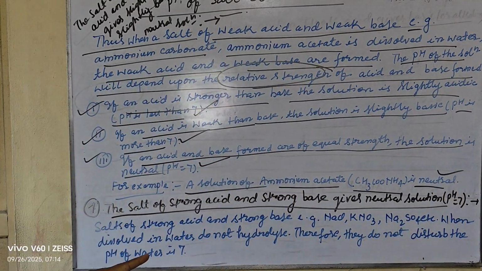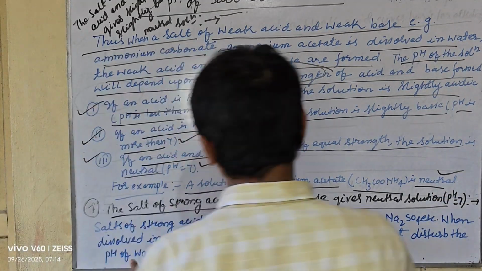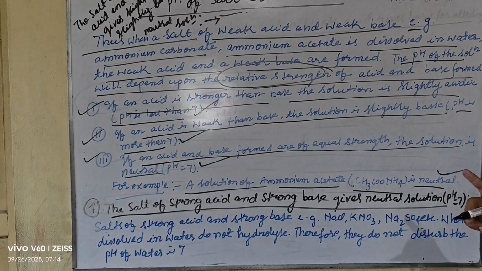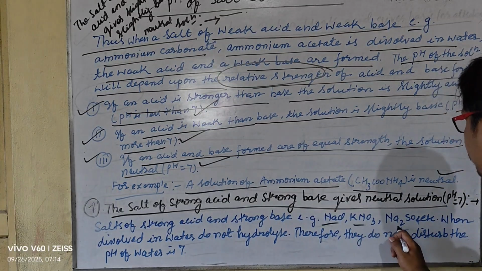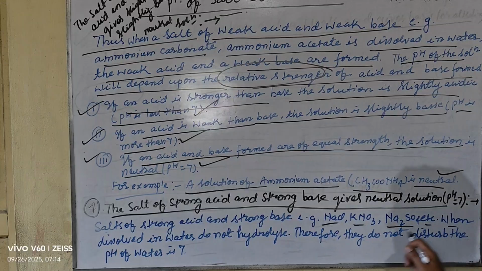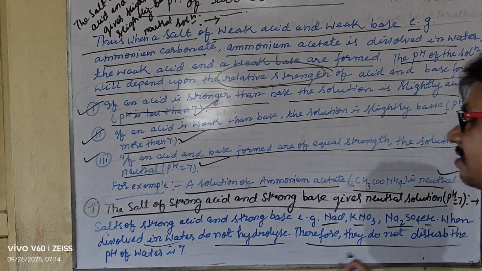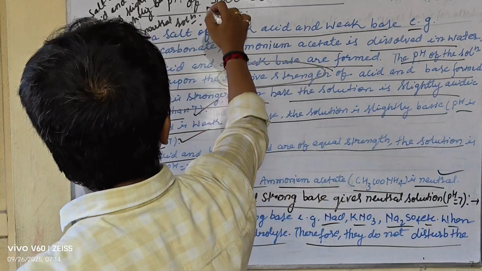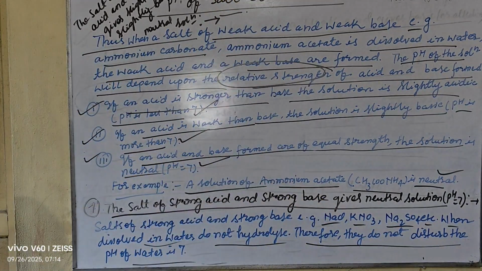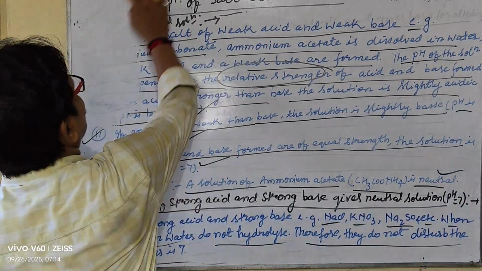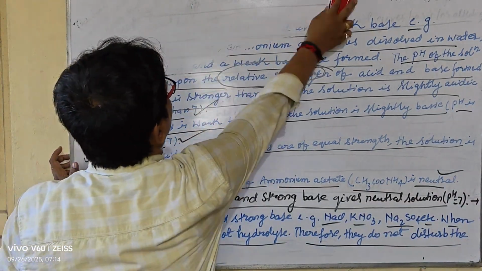A salt of strong acid and strong base gives a neutral solution, pH equal to 7. So the salts of strong acid and strong base, for example NaCl, KNO3, etc., when dissolved in water do not hydrolyze, therefore they do not disturb the pH of water, 7. This is all about the pH of salt solution.